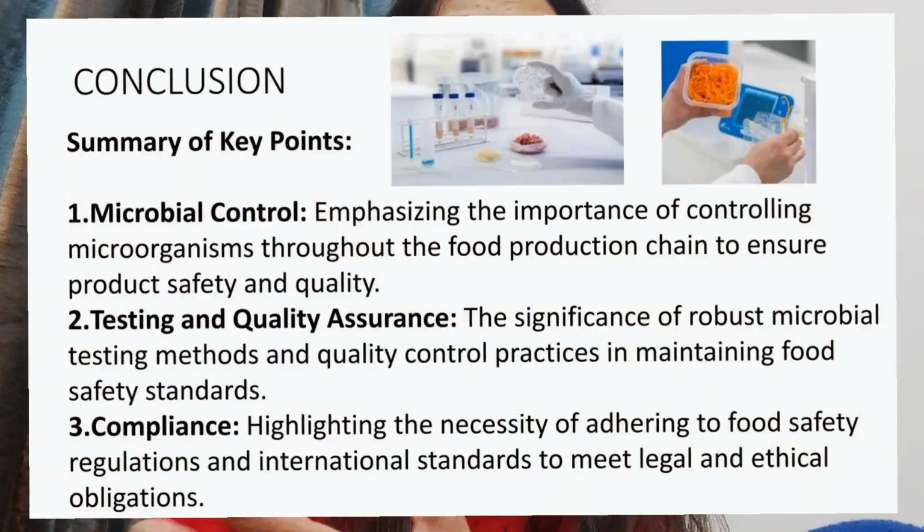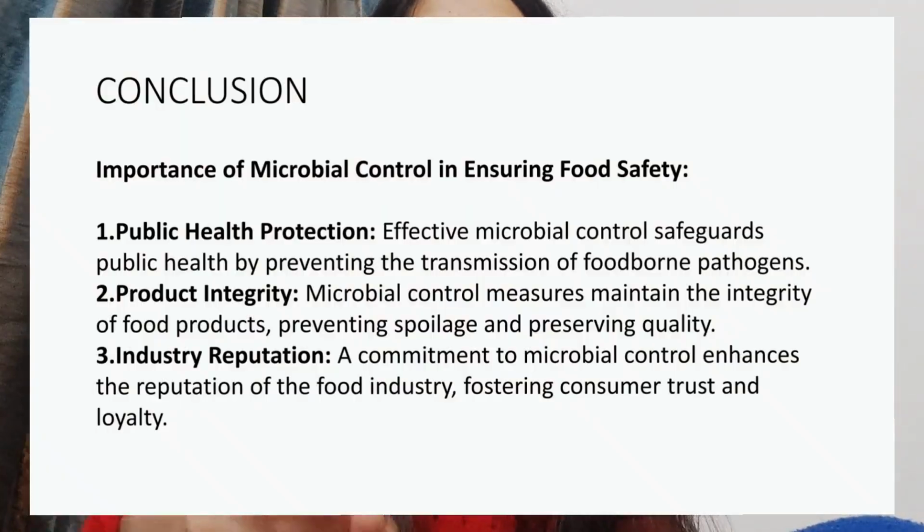Then testing and quality assurance, the significance of robust microbial testing methods and quality control practices in maintaining food safety standards. So it's very important to do all this testing and detection, so that the safety of the food remains. And then we have compliance. Compliance means highlighting the necessity of adhering to food regulations and international standards to meet legal and ethical obligations. Now, what is the importance of microbial control in ensuring food safety? So public health protection. First of all, effective microbial control safeguards public health by preventing the transmission of foodborne pathogens. If there is good, effective microbial control, then public health will remain at ace.